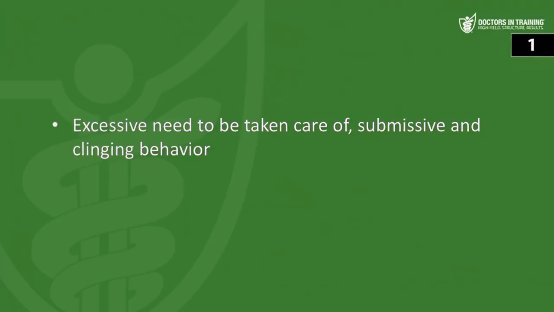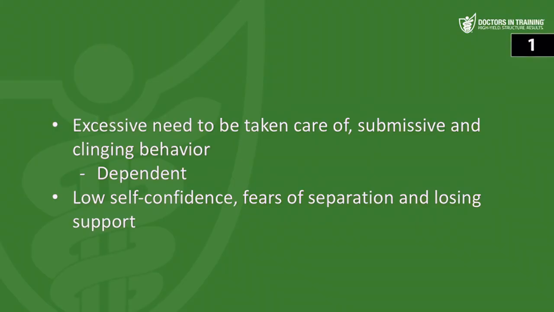So first we have excessive need to be taken care of, submissive and clinging behavior, that's going to be dependent. Low self-confidence, fears of separation and losing support, also dependent.